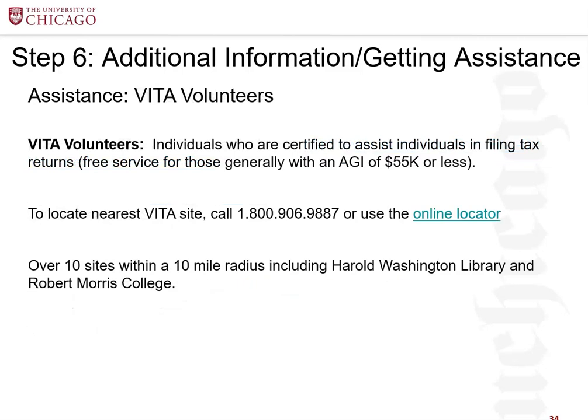We also recommend the VITA volunteers. These are individuals who are certified to assist you in filing a tax return. So this is generally for someone with an AGI of less than $55,000 for a given tax year. You can call the phone number listed on this slide or use the online locator linked on the slide in order to locate a place where they may be having a clinic. There are 10 sites within a 10-mile radius of campus, the last time we checked, including Harold Washington Library and Robert Morris College downtown.